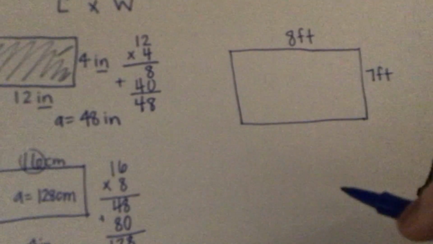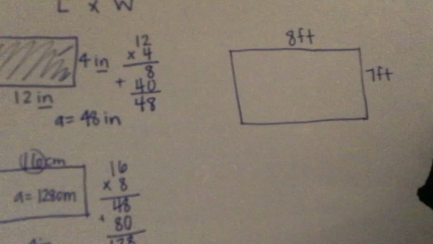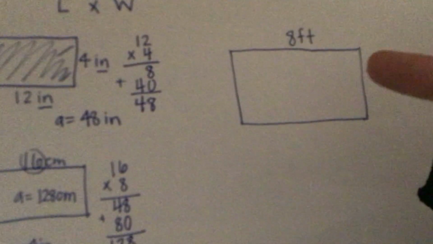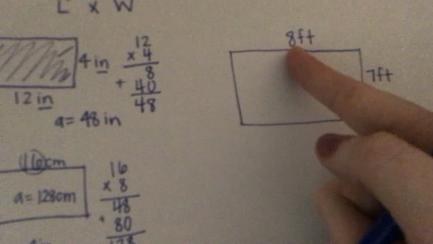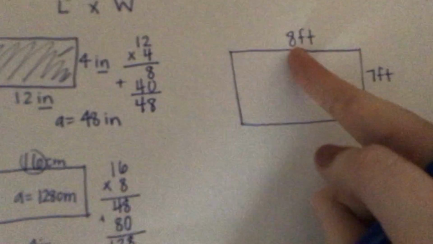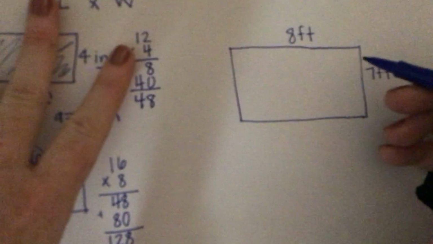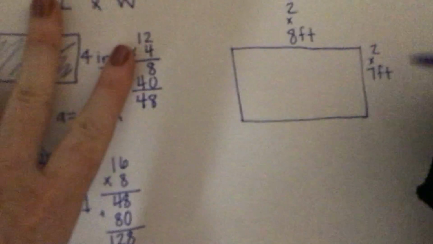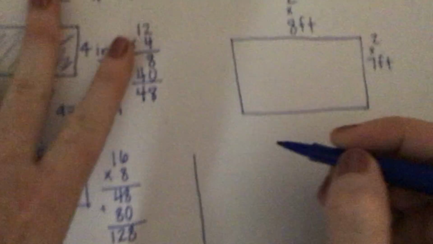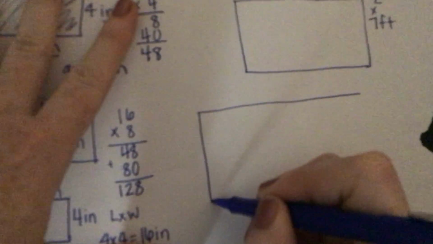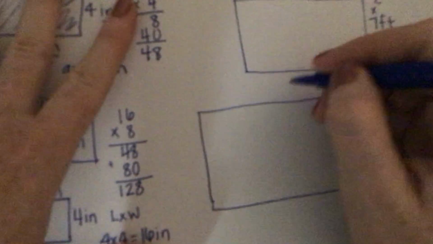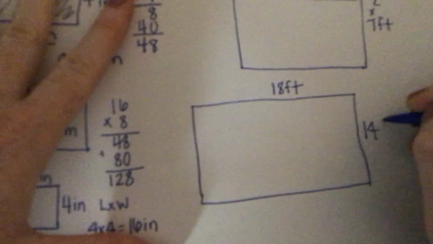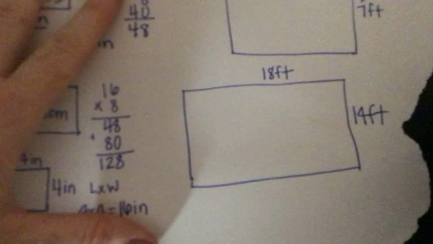It says he builds a new deck that is double the length and double the width of the old deck. So if something is double, that means you're taking the number that you know and you're multiplying it by 2, because that will double it. So this is his old one, and he doubled this one by making it times 2. So his new deck is going to be 18 feet long and 14 feet wide.